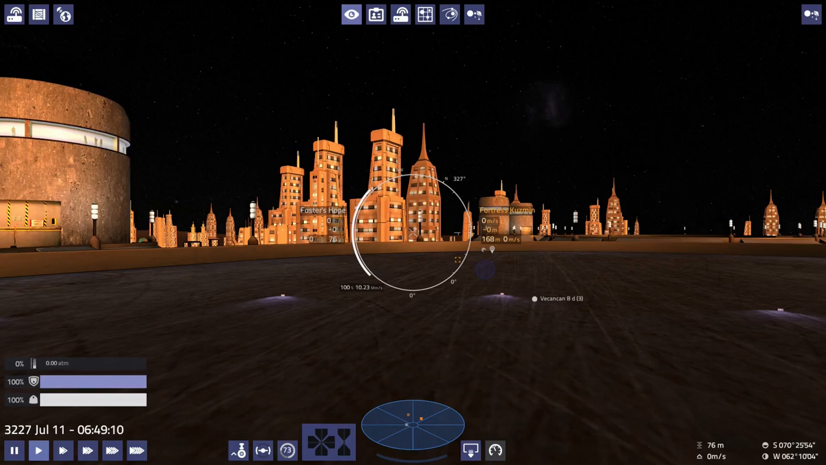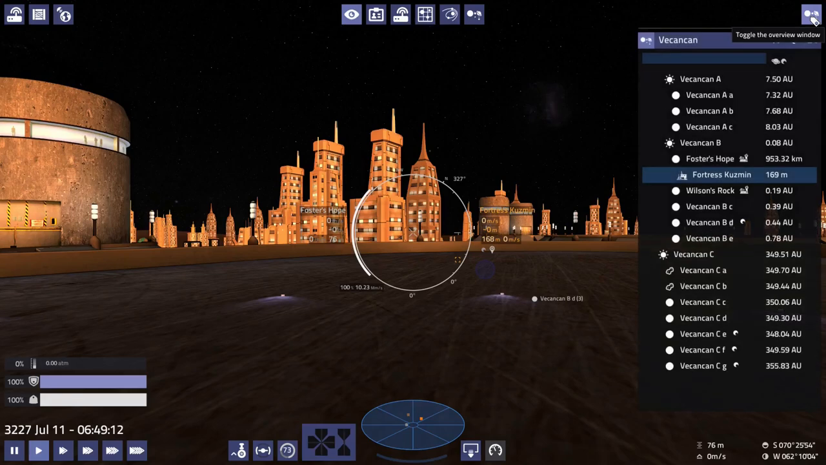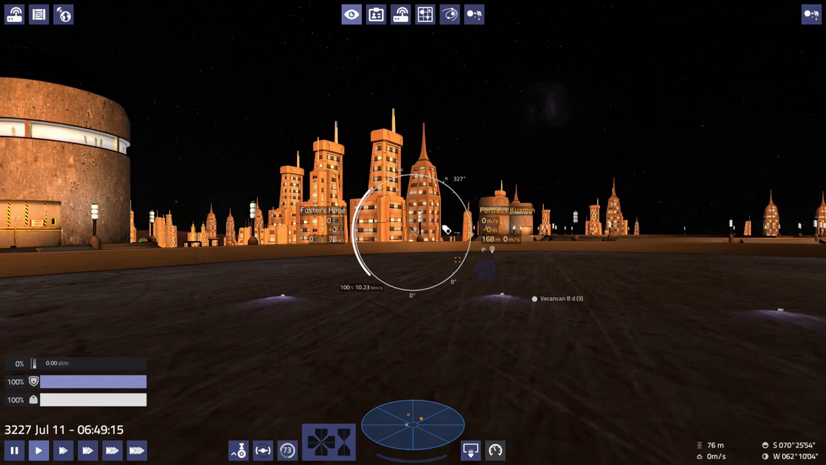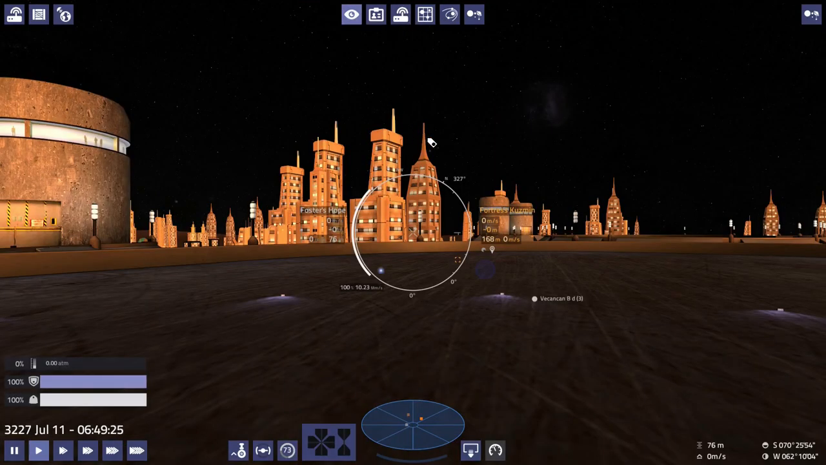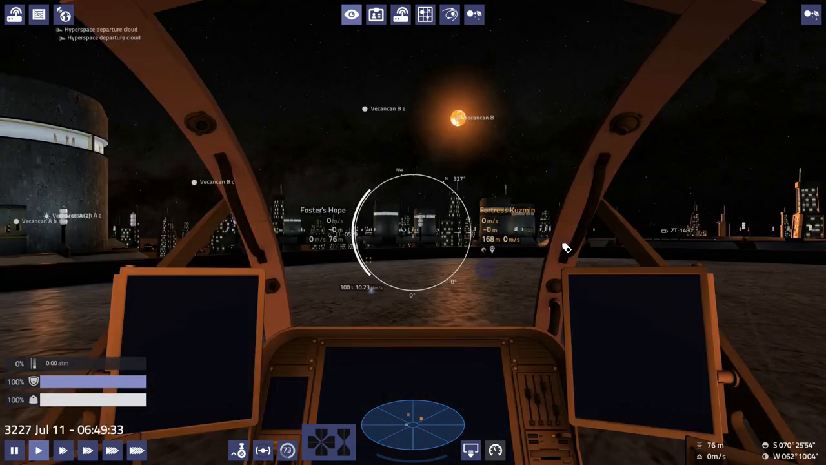So today we're at Fortress Kuzmin on Foster's Hope and the system of the Cancan. We're in the Cancan because, well, I finished last time at Morinad, but I was doing some thinking and I remembered something about Frontier that I had forgotten. Well, I suppose I hadn't forgotten it because I never experienced Frontier.